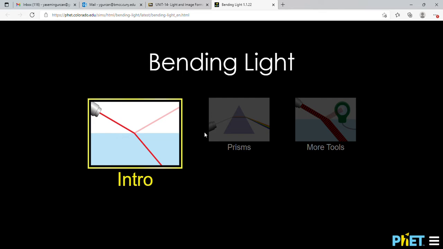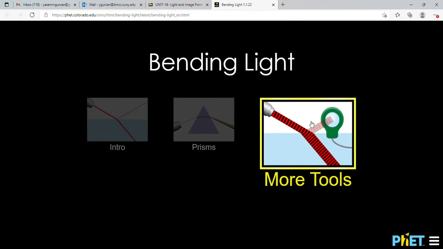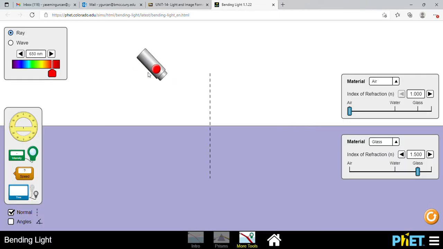Hi everyone. So this week's experiment is about bending of light, and I just want to show you how to use the simulation in this small video. So when you click on the link that I provided in the lab activity, it opens up here. So you click on more tools, and then this is how it opens up.